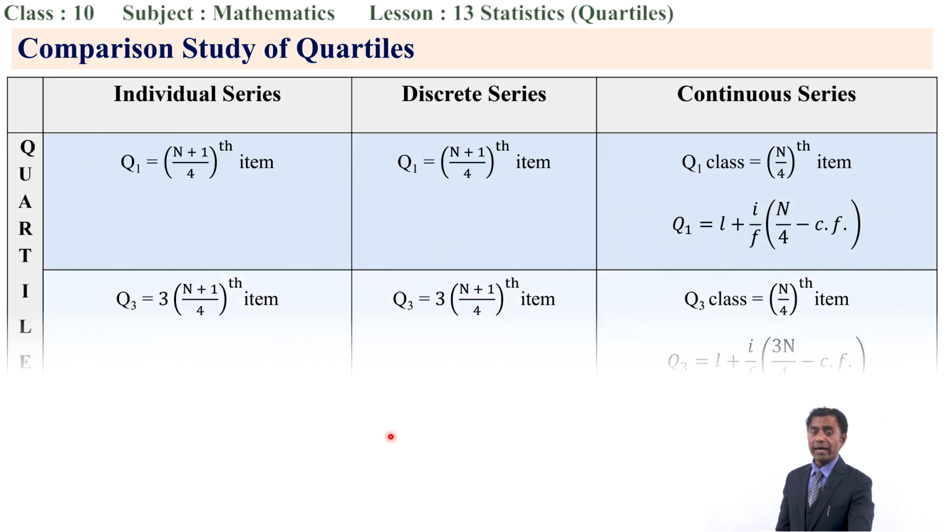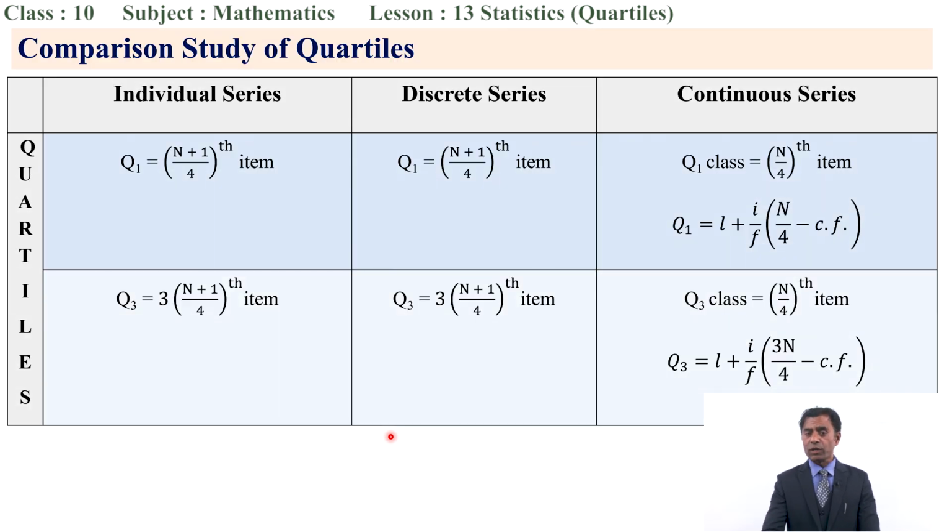So here is given a comparison study of quartiles. How we find Q1 in individual data, discrete data, and then continuous data, or individual series, discrete series, or continuous series. This is the comparison study of first quartile and third quartile in different series, right? Individual data and discrete series we have learned in class 9. Now we have to focus mainly on class 10 continuous series. But we are revising how to find Q1 and Q3 in individual and discrete series. And then we have learned the formula for continuous series, how to find Q1 and how to find Q3, right?